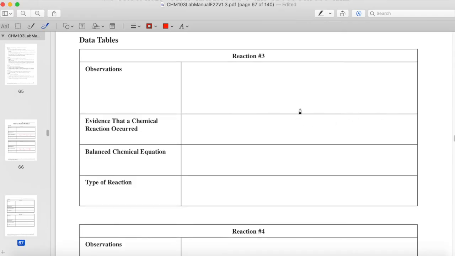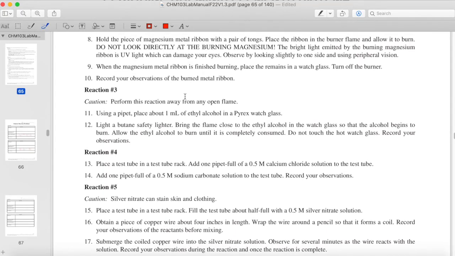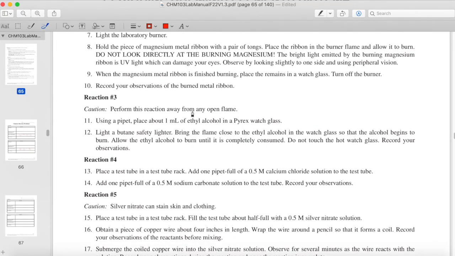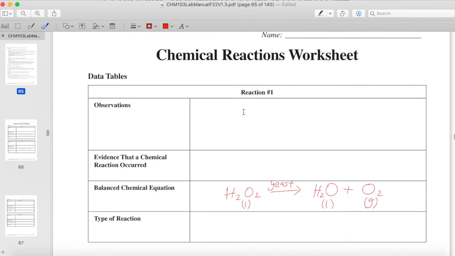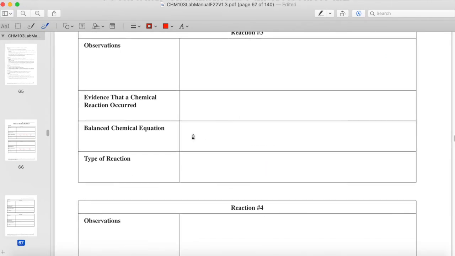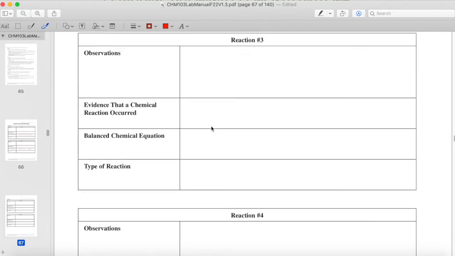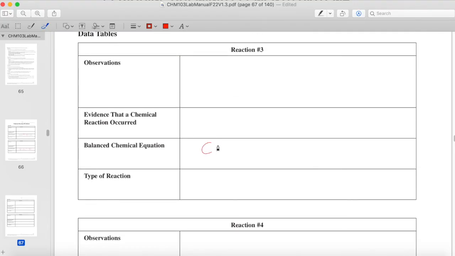Next up, reaction 3. I believe that was our ethanol. So we take our ethyl alcohol or ethanol, and again, we burn that in air, in oxygen. So what are the products of that reaction? Okay, so the formula of ethanol is, depending on who you talk to or your preferences, there are multiple ways to write this out. It's an organic molecule. So some people like to write it out like this. I think this is how it's written out in your lab manual.